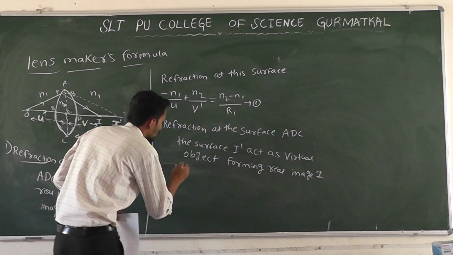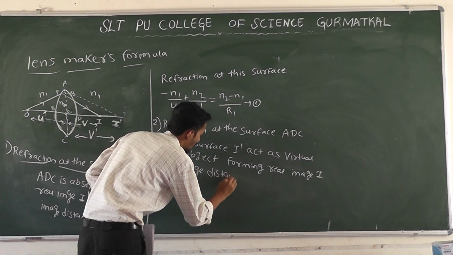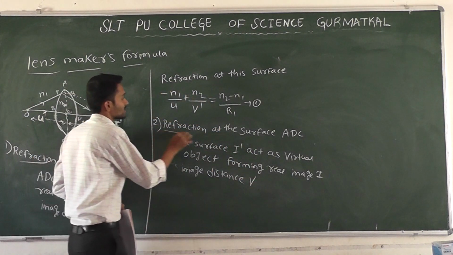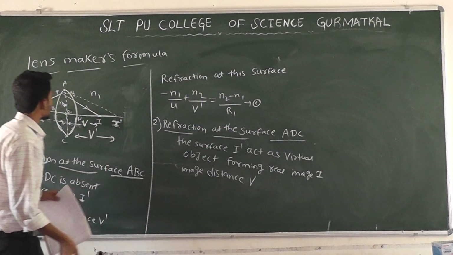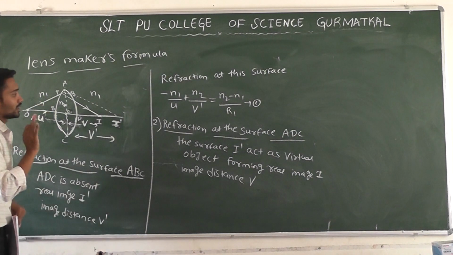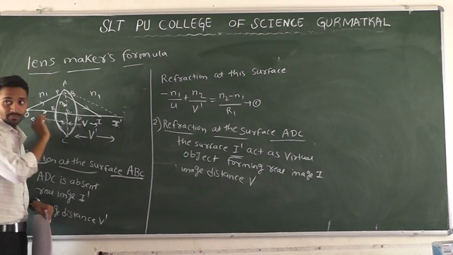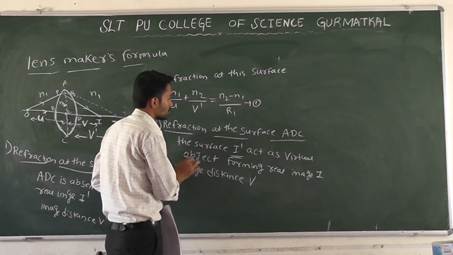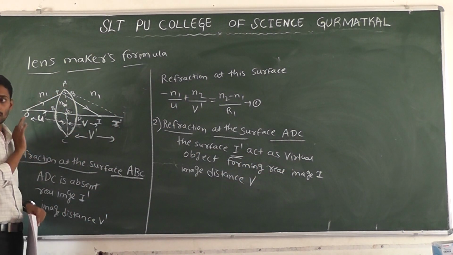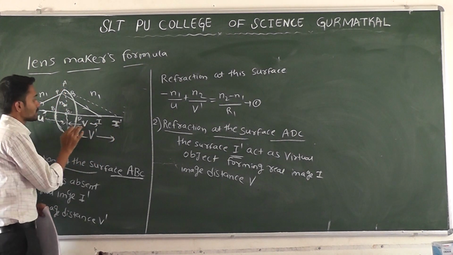I and image distance V. So in this case, what happens? Refraction at the surface ADC. In the second condition, the surface ADC is present, which means the surface ABC is absent. Remember the point: I dash acts as a virtual object forming a real image I. It means in this case, O is not our object. In this case, I dash acts as our object, so it will produce the real image.